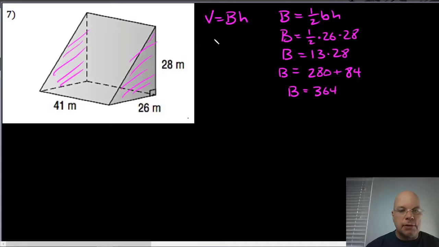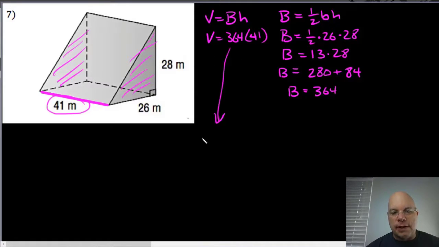Just double checking myself. Yes, 364 multiplied by the height of the prism. Now, the height of the prism is the distance between the bases, the perpendicular distance between the parallel bases, which in this case is 41 meters. I'm going to take this down here and give myself much room. 364 multiplied by 41.